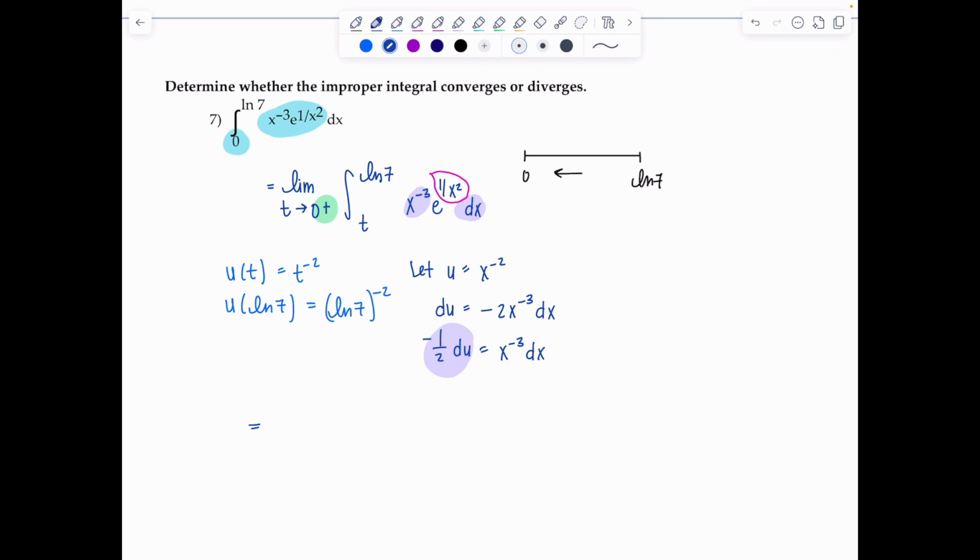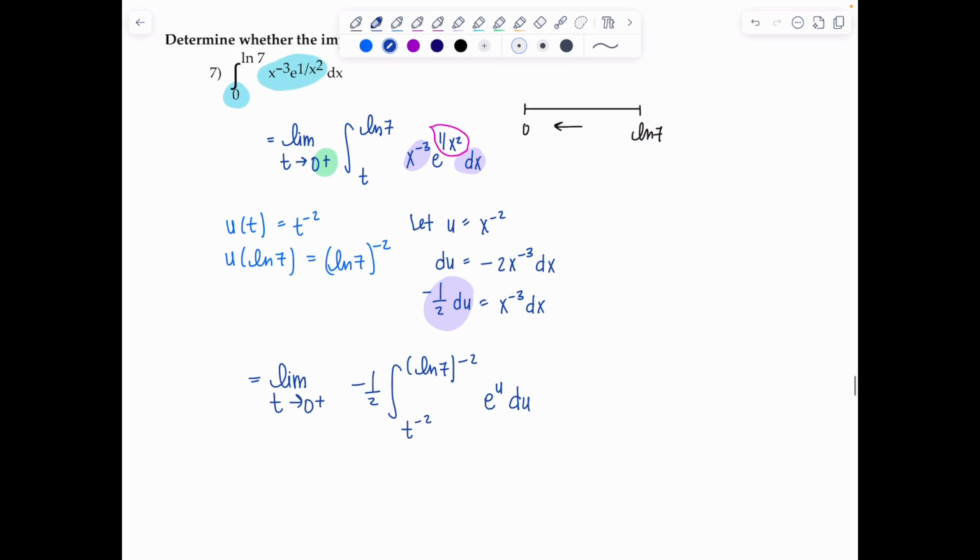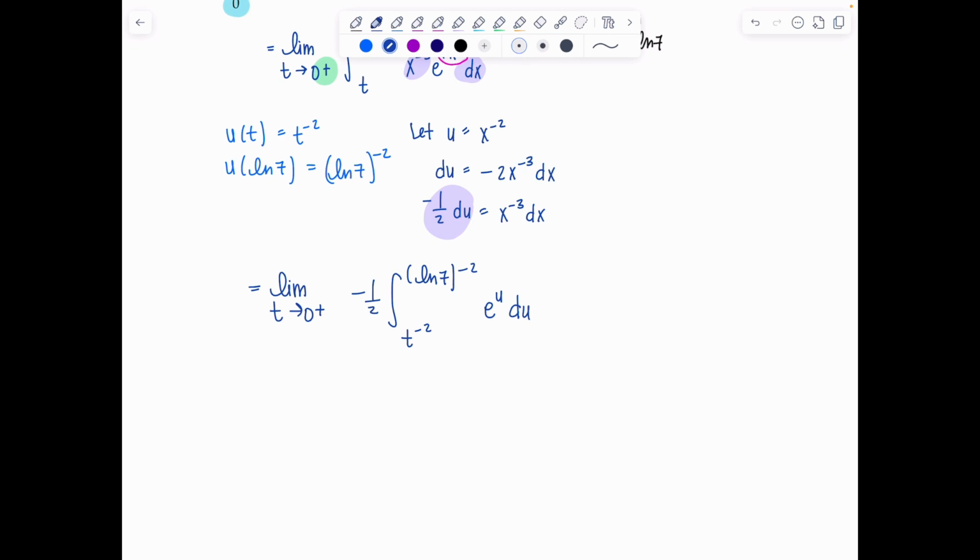Okay, so we've got the limit as t goes to 0 from the right, negative 1/2, integral from t to the negative second to ln of 7 to the negative second, and then we've got e to the u du. Everything good? The limits are ugly, but the rest is cute. We can take the antiderivative of e to the u, no problem. So you're like, I'll take those funky limits any day.